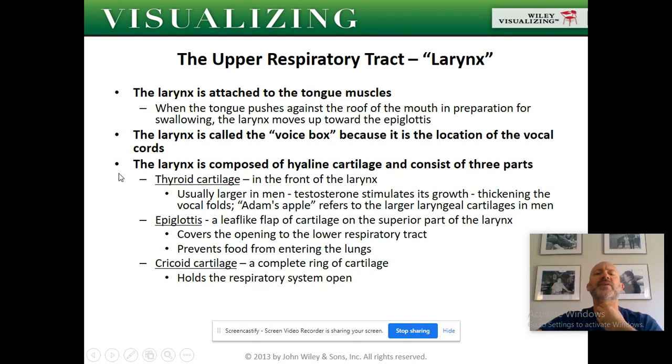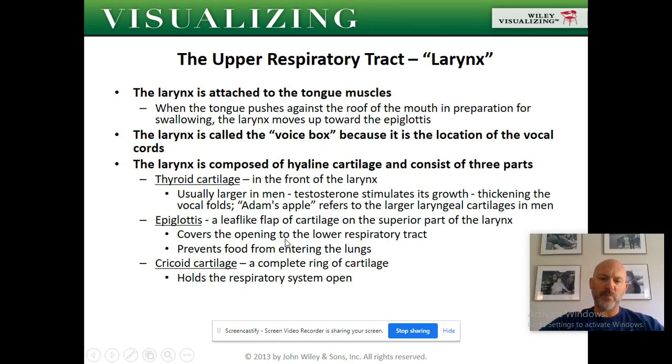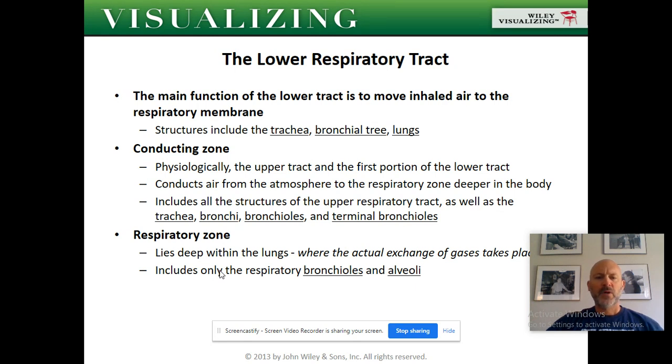All right, at the front of the larynx, we have that large thyroid cartilage, which in men, the testosterone stimulates the thickening and the growth of that cartilage, causing it to become larger, protruding out, forming what's called the Adam's apple, which is visible. Again, that epiglottis is right above, at the top of the larynx, covering the opening of the trachea, called the glottis, preventing food from entering the trachea. And then those cartilage rings are called cricoid rings, and they're responsible for keeping that trachea open. When you lie flat on your back, you don't want the tube closing in on itself because it'll become difficult to breathe. You want to keep that zone open.